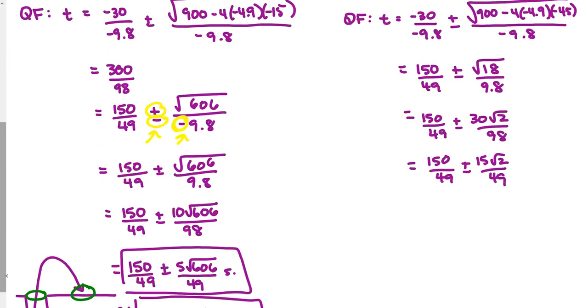So let's go ahead and approximate by putting those into the calculator. And for those we get approximately 2.6 seconds and 3.5 seconds. Okay, let's see what we need to do for part C.